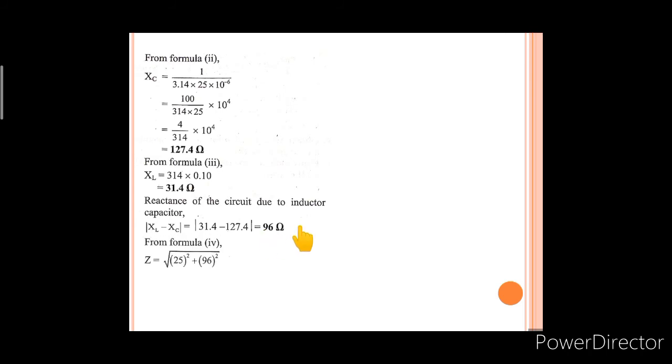Then by using formula number 4 to determine the impedance, we have to use the formula Z is equal to square root of R square plus (XL minus XC) the whole square. Now substitute the values over here, as R is given as 25 and XL minus XC we had determined as 96. So Z is to be written as square root of 25 square plus 96 square. And then we have to calculate it.